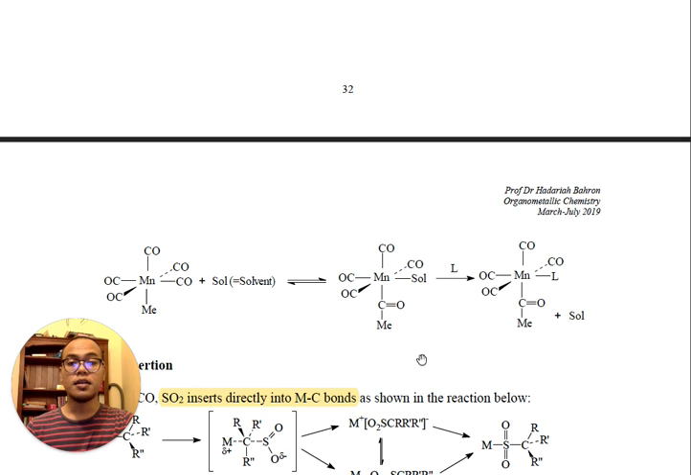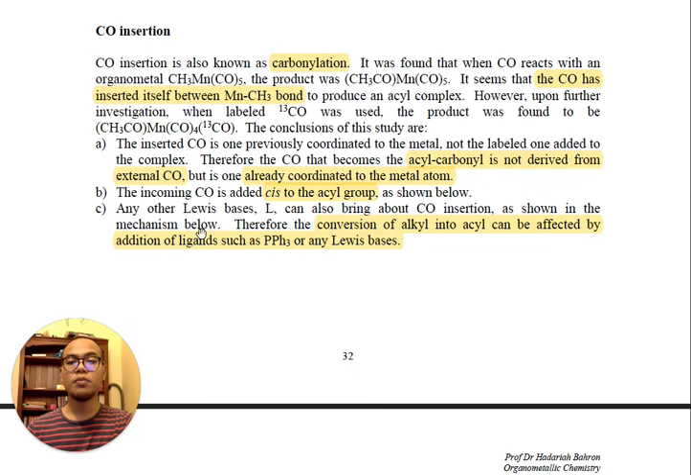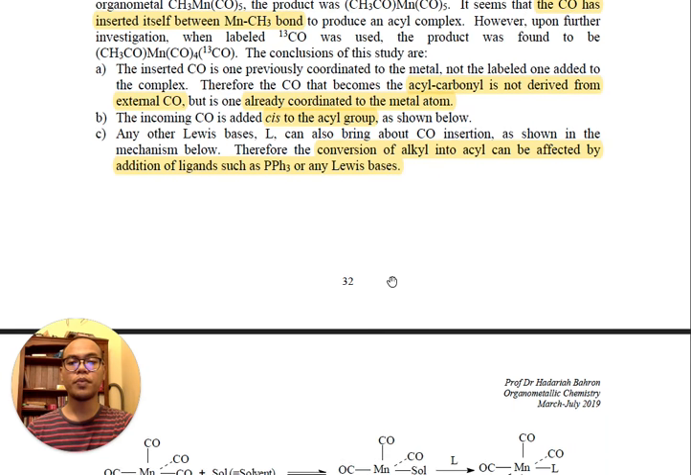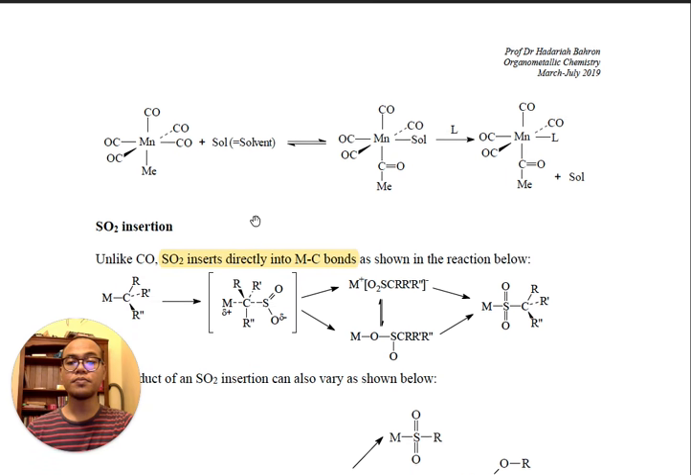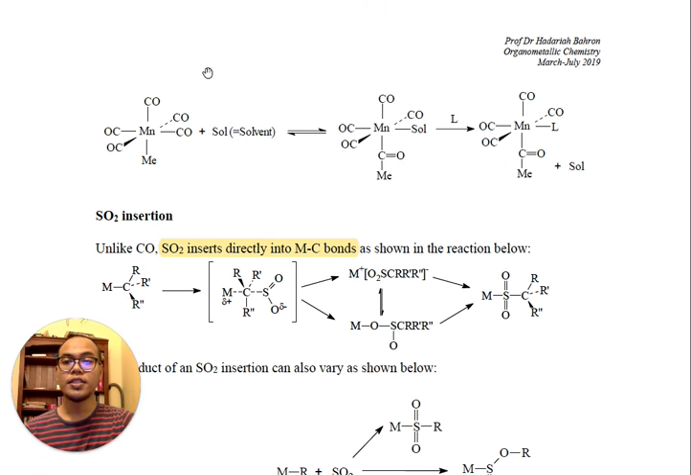And the third one is that this can happen with any Lewis base. Any type of ligand that behaves as a Lewis base can bring about carbon monoxide insertion, as shown in the mechanism below. Therefore, the conversion of alkyl to acyl can be affected by additions such as phosphine or any Lewis base. Okay, so this is carbonylation.